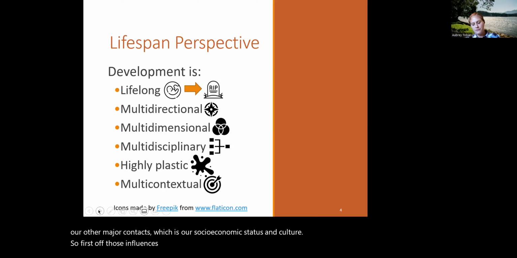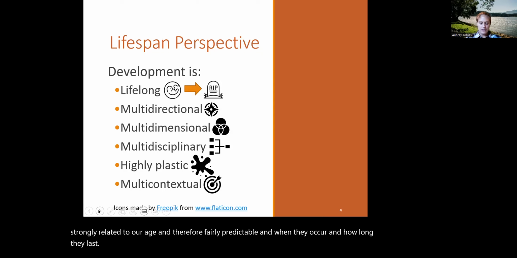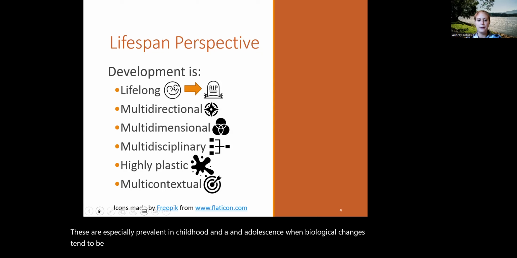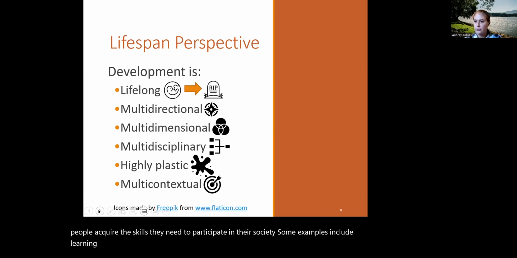The normative age-graded influences are the events that are strongly related to our age and therefore fairly predictable in when they occur and how long they last. These are especially prevalent in childhood and adolescence, when biological changes tend to be more rapid and cultures impose many age-related experiences to ensure that young people acquire the skills they need to participate in their society. Some examples include learning to walk, talk, go to school, puberty, things like that.